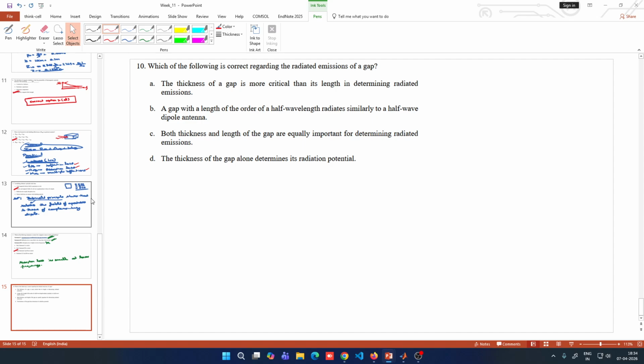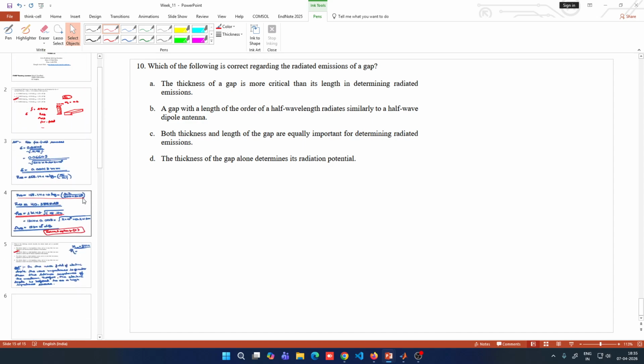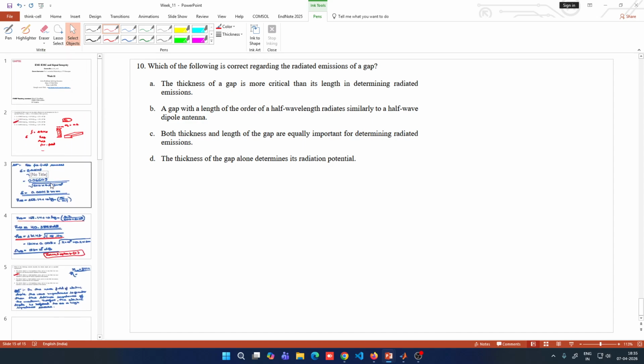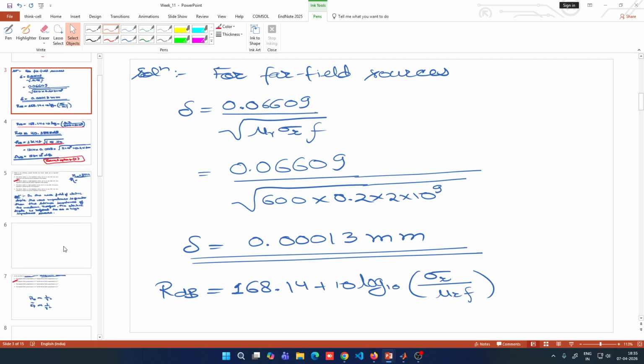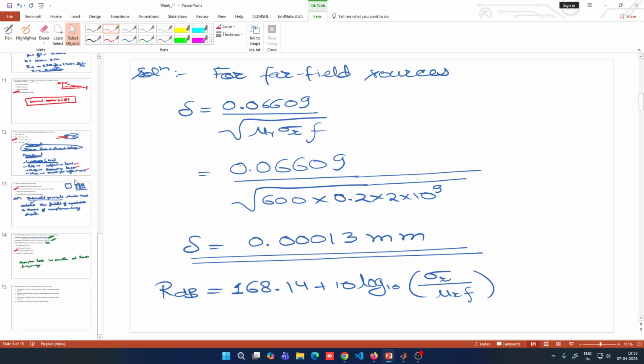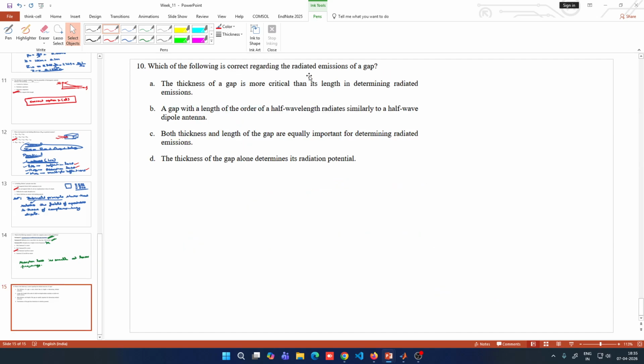So here, if you've seen, all these questions are not taking much time to solve. Only a few problems have some calculations. But in the lectures of weeks 11 and 12, the questions from these 2 weeks will be kind of similar to this. Most of the questions will be theoretical. You don't have to solve numerical problems; they will be fewer. Which of the following is correct regarding the radiated emission of a gap?